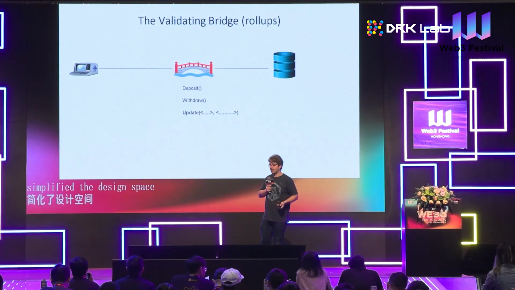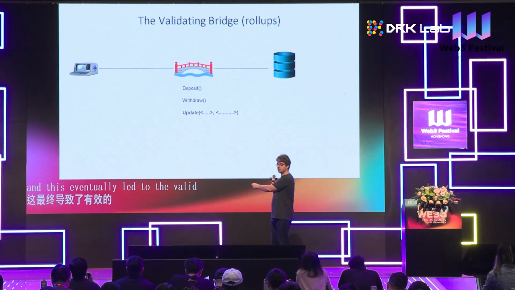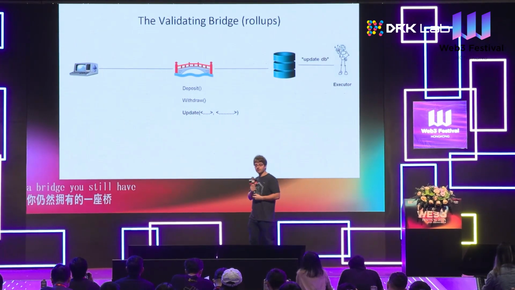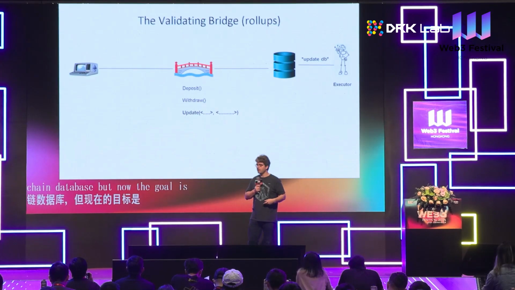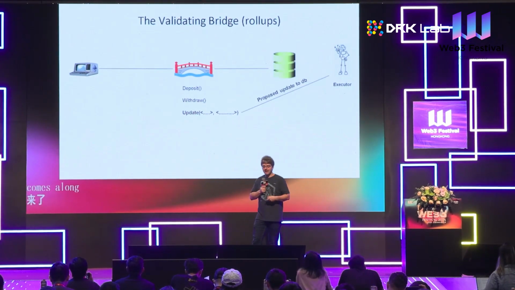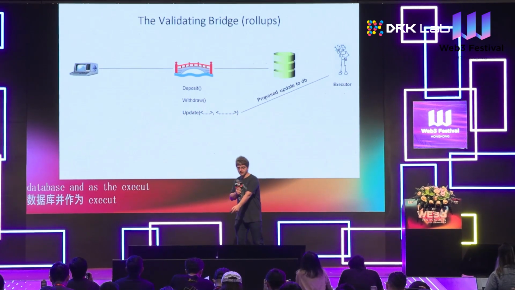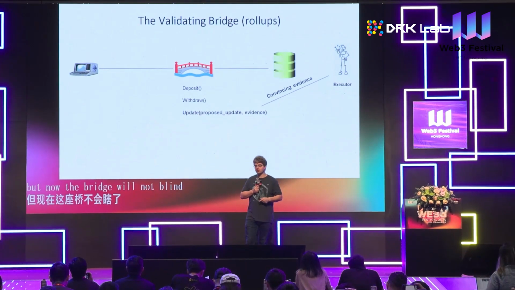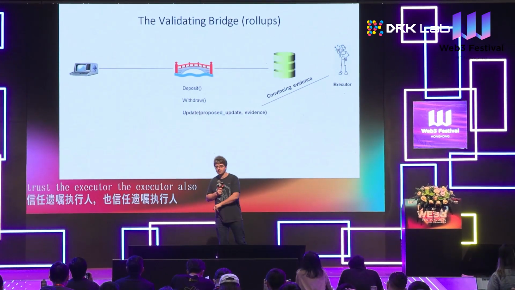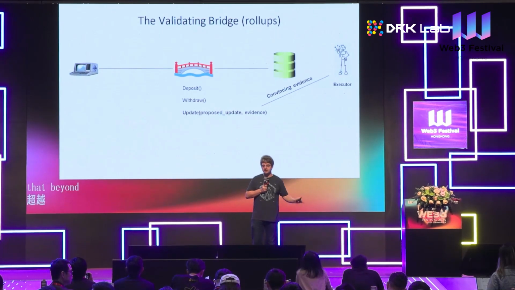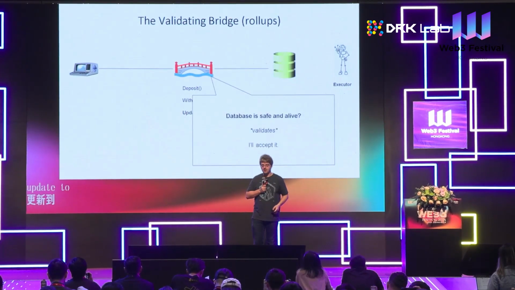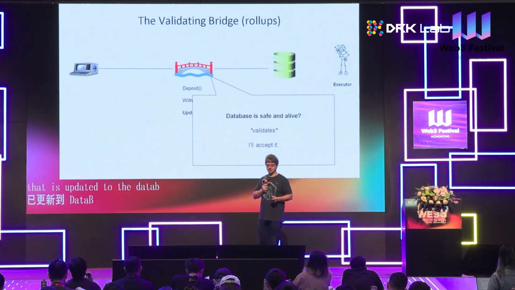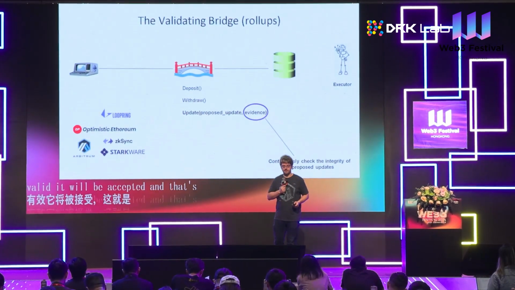And this eventually led to the validating bridge, where you still have a bridge, you still have this off-chain database, but now you have this special executor who comes along, he wants to update the database, and it's the executor's job to, one, propose an update to the bridge, but now the bridge will not blindly trust the executor. The executor also must provide convincing evidence, beyond all doubt, that this update to the database is valid and correct. And if the executor can convince a smart contract holding billions of dollars that this update to the database is valid, it will be accepted. And that's what all the rollups are trying to build today.